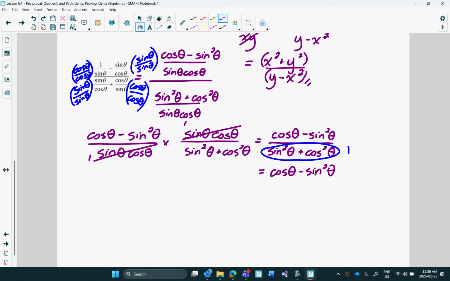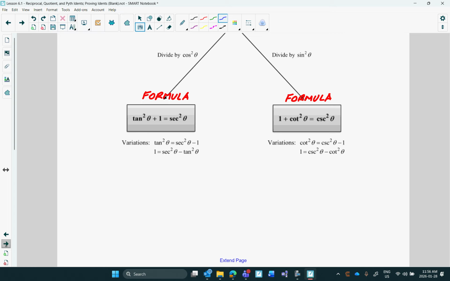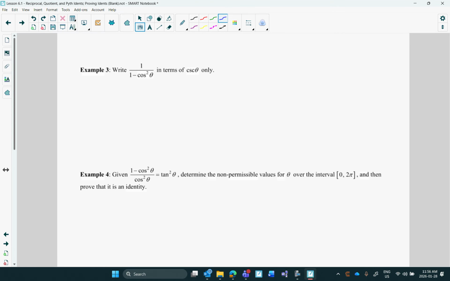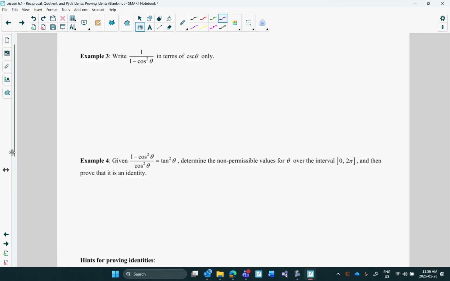All right, I want to just do one more page. I want to do this one. And I'll jump into the actual proving on Friday. Okay. Here's a trig expression. I want you to write it using cosecant. Use the previous page as a guide for you.